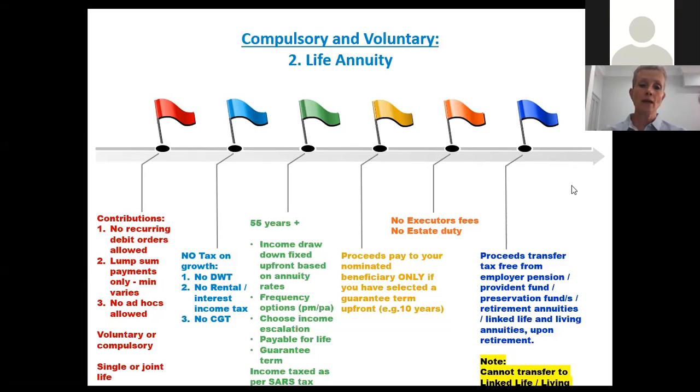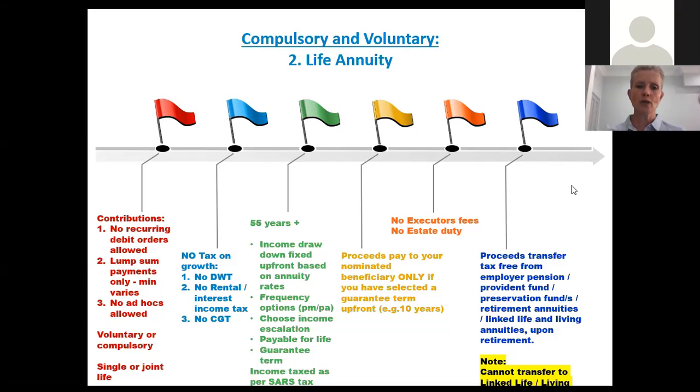You choose your income escalation up front. You can have a 0% escalation, you can have inflation linked, or you can have a fixed percentage, and it's payable for life. That means it will carry on paying until you die. There are guarantees that are available on this product, but it comes at a cost. It's not a massive cost, but it comes at a cost.